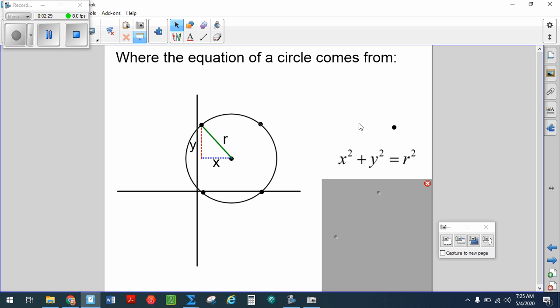I could even do that if, instead of having a point at a triangle, I just had a point straight across. In this case, since my x is my straight across number, my x would be the same as my r, and my y would be 0. So in this case, it would just say x squared plus 0 equals r squared. So it works to have a point here as well.